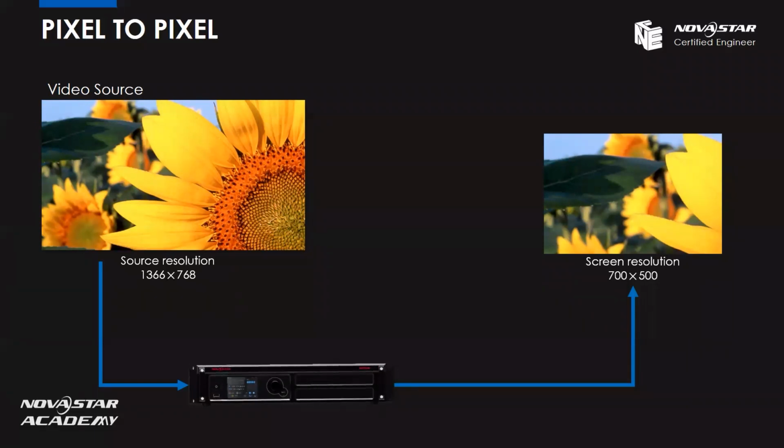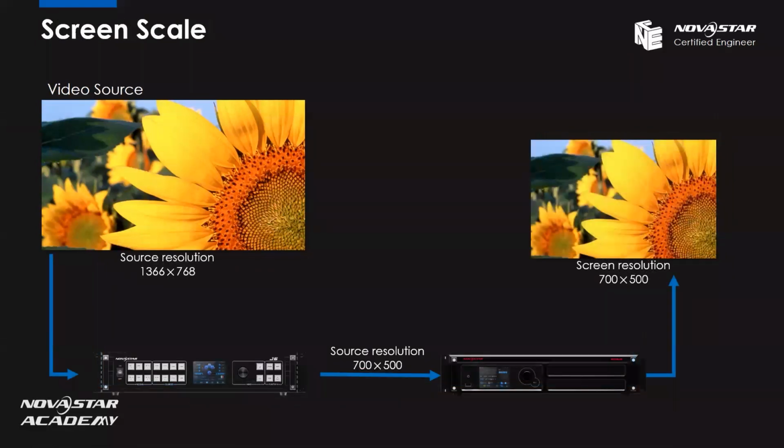Here, we need a video processor or software scaling, which can change your video source resolution to 700 by 500. After we change the video source resolution with the video processor, the image can match your screen size. So we can get a complete display of the entire image. But please pay attention: depending on the resolution, the ratio of the image may change.